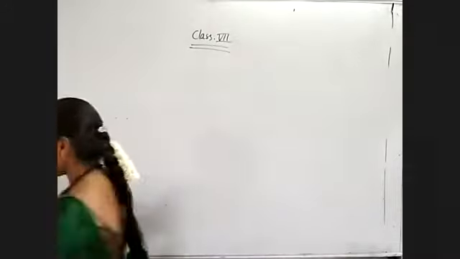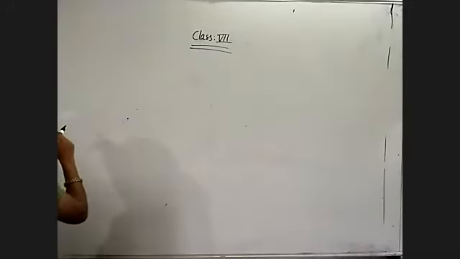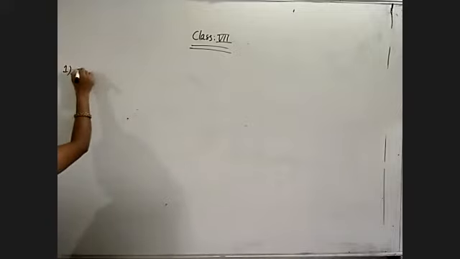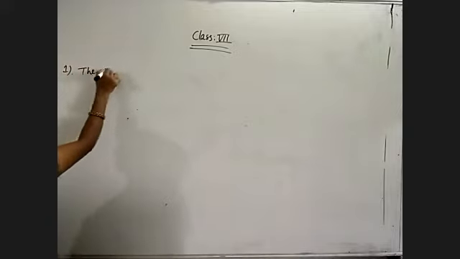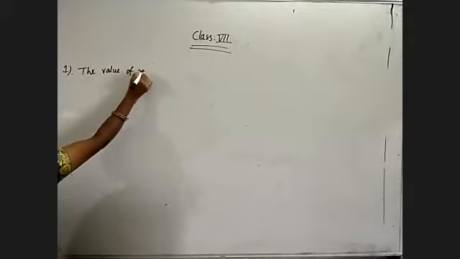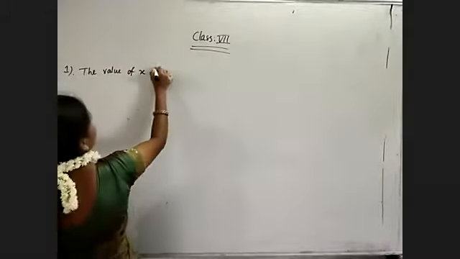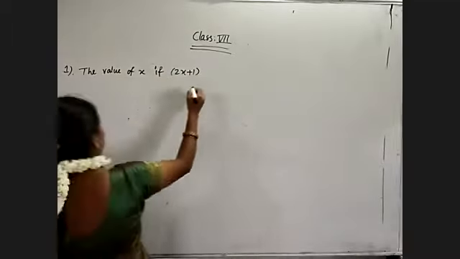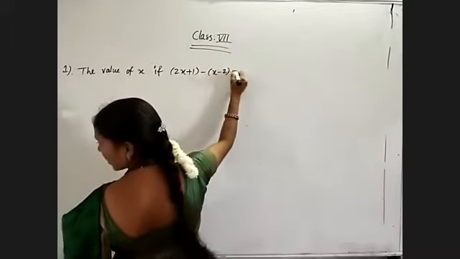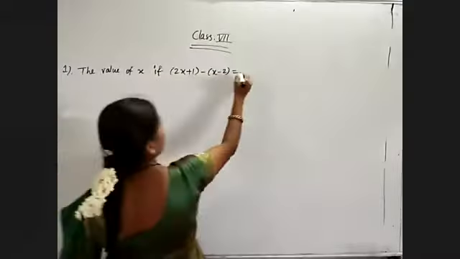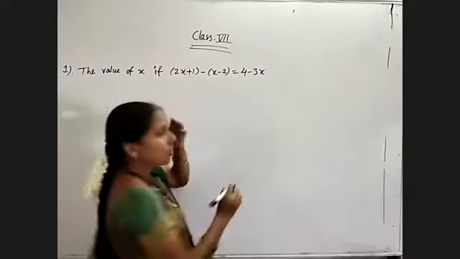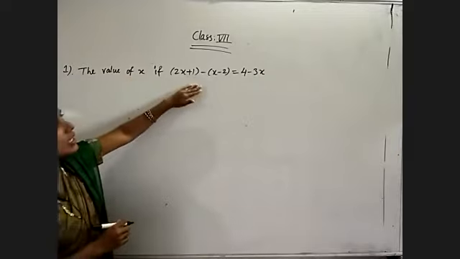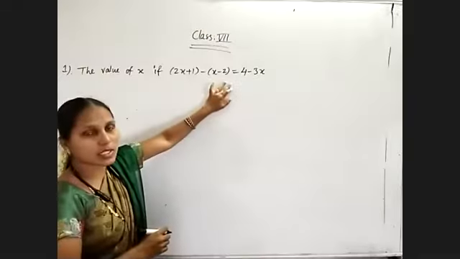Okay, now observe. My first question is, if the equation is given directly, in that case how do we solve it? Find the value of x if 2x plus 1 minus (x minus 2) is equal to 4 minus 3x. In this case, how do we find the x value? Here brackets are there and the variable is on both sides.